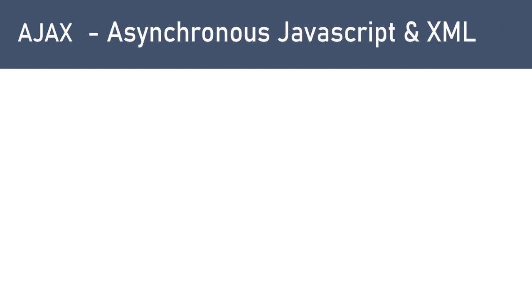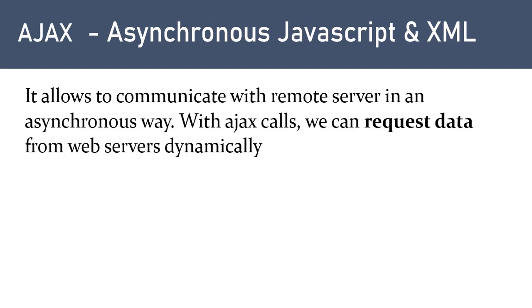Let us discuss what is Ajax. Ajax is the best example for asynchronous JavaScript. Ajax stands for Asynchronous JavaScript and XML. Basically, Ajax allows us to connect to the remote servers in an asynchronous way. With an Ajax call, we can request data from a web server and load it dynamically.